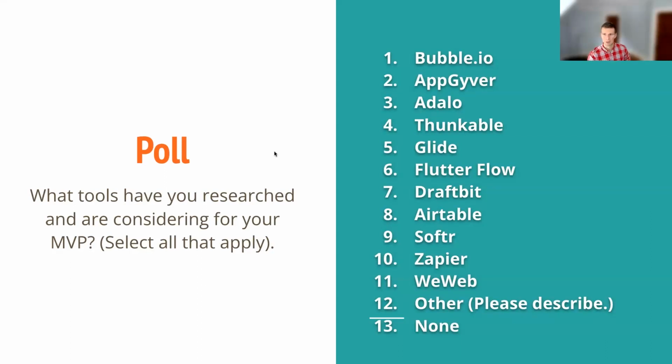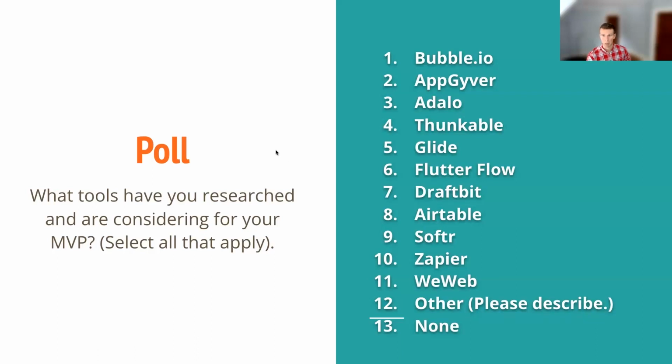So wow, a lot of people have heard of Bubble. No one's heard of the other ones, or at least are not researching them. For Airtable, Softr, Zapier. Okay, other, none. Okay, is there any way to see other or no? Probably not, right? Okay, that's okay.